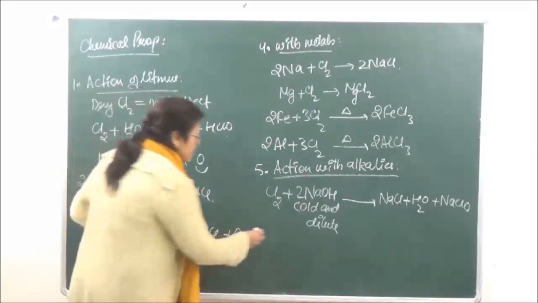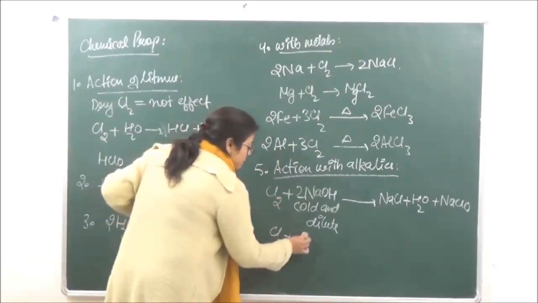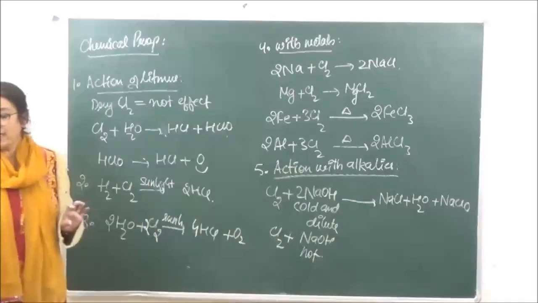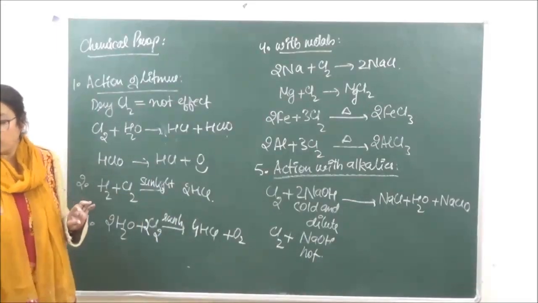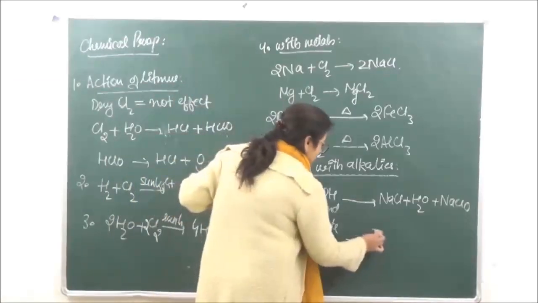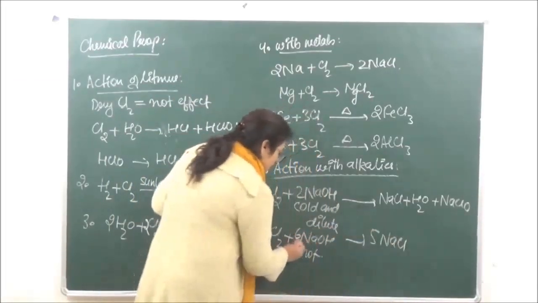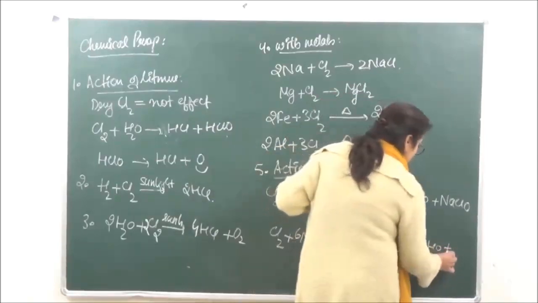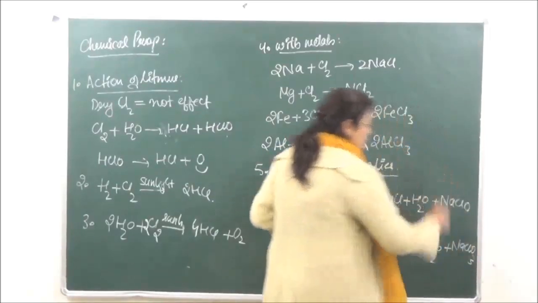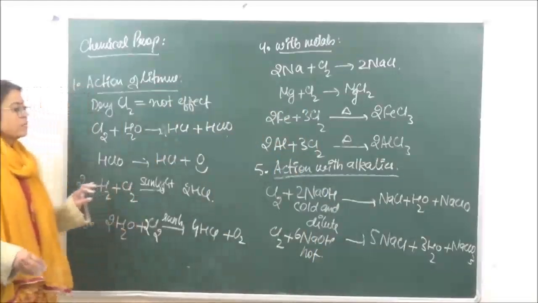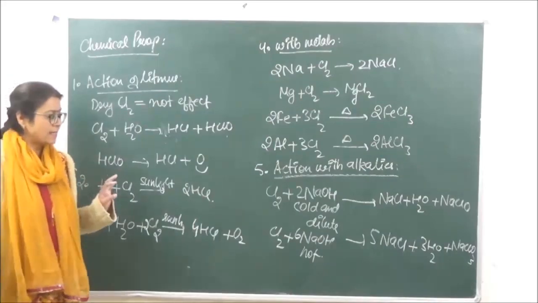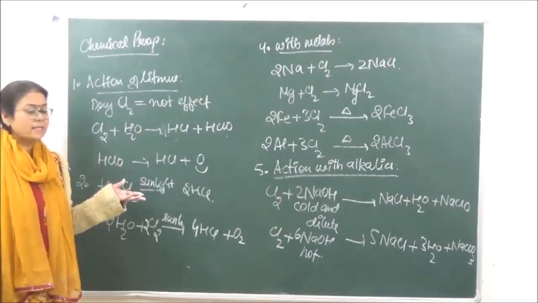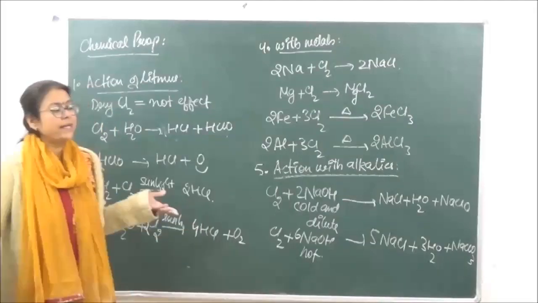But at the same time, if it is reacting with hot and concentrated alkali, in this case it is going to give us sodium chlorate, NaClO3. ठीक है? So in both the cases, two compounds you can see they are the same. NaCl and water both are going to form, but if you are reacting with cold, we are going to get NaClO, and if you are reacting it with hot, we are going to get NaClO3.